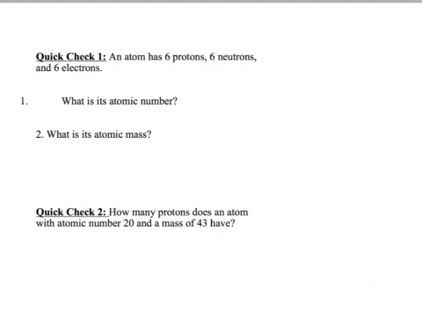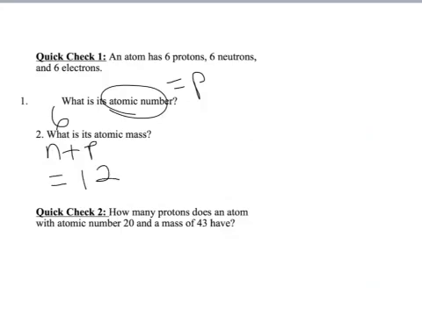Now it says an atom has 6 protons, 6 neutrons, and 6 electrons, and is asking, in question number 1, what is atomic number? Remember that atomic number is equal to the number of protons. So in this case, atomic number would be 6. And it says, what is atomic mass? We know that mass is equal to the number of neutrons plus protons. So in this case, 6 plus 6, so it's equal to 12. Don't forget your unit, AMU, atomic mass unit.